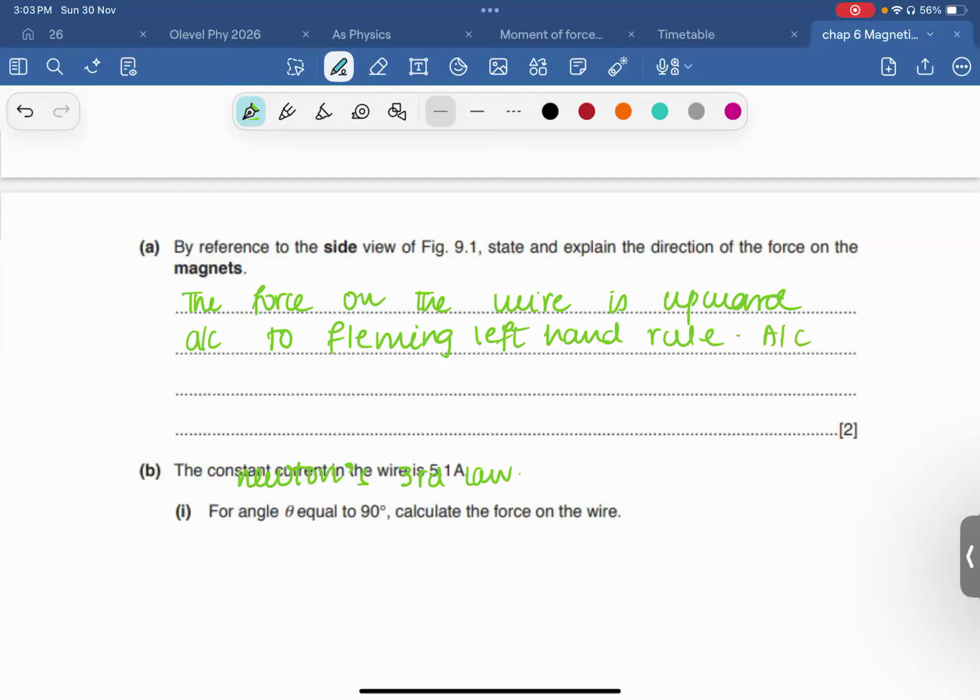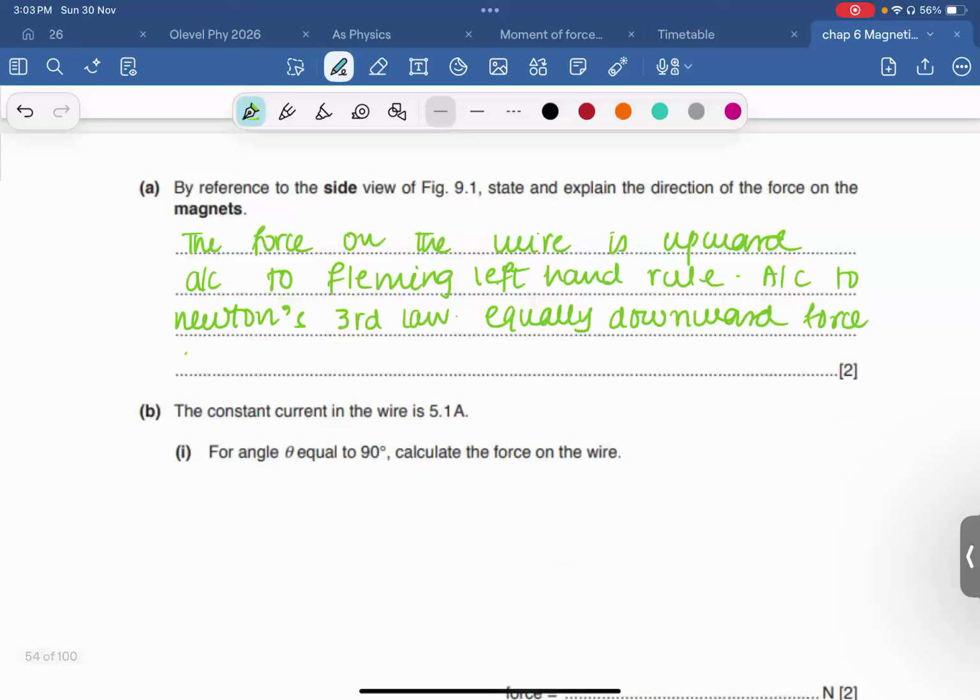And according to Newton's third law, an equal downward force would act on the magnet. So according to Newton's third law, an equally downward force acts on the magnet, right? Fine, let's move ahead, please.